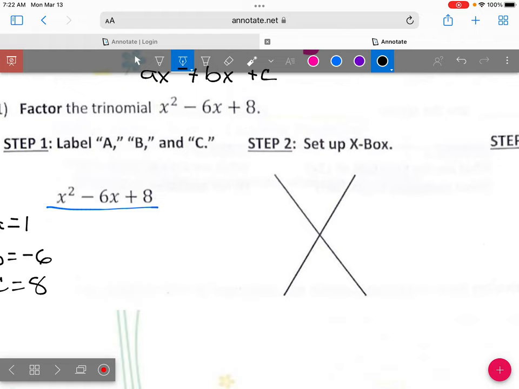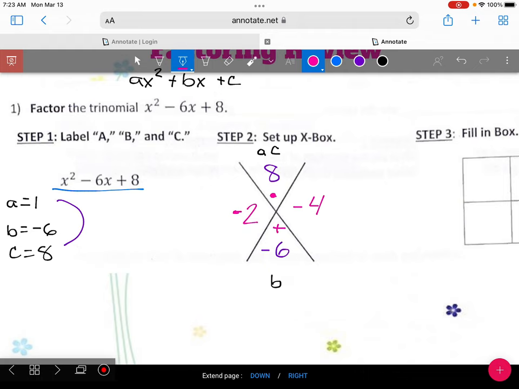Okay, when we're setting up our X in box, we're going to use the A, B, and C values. We do our A times C at the top of our X frame and our B at the bottom. So I'm going to take my A times C, my 1 times 8, and that's going to give me 8 at the top. My B of negative 6. And this is where it comes into something like the bell work. We're looking for a pair of numbers that multiplies to be 8 and adds to be negative 6. What pair of numbers will multiply to be 8 and add to be negative 6? Yeah, negative 2 and negative 4.